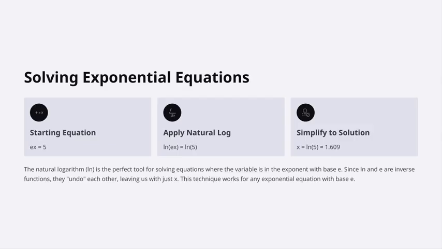The important concept here is that the natural logarithm, or ln, is the perfect tool for solving equations where the variable appears as an exponent with base e, because ln and e are inverse functions. They undo each other, allowing us to isolate x easily. This technique isn't limited to just this example. It works for any exponential equation with base e. It's a powerful method that helps us solve for the variable in the exponent quickly and effectively.